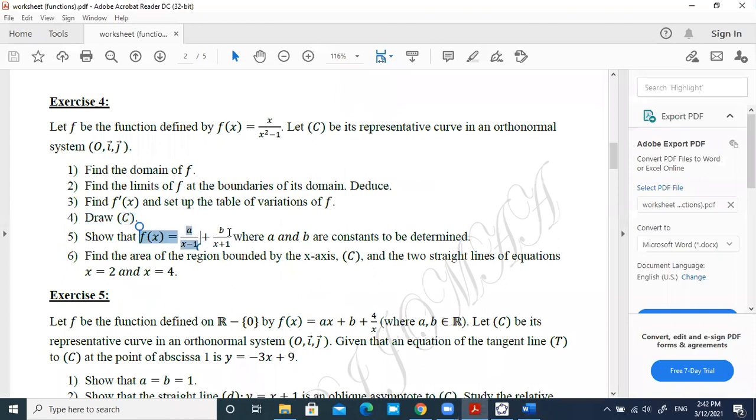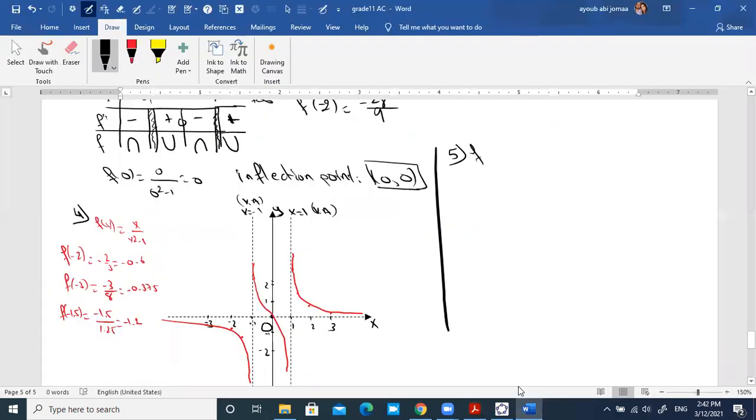You have to prove that f of x is equal to a over x minus 1 plus b over x plus 1, where a and b are constants to be determined. Take a common denominator: a over x minus 1 plus b over x plus 1 gives ax plus a plus bx minus b over x minus 1 times x plus 1.